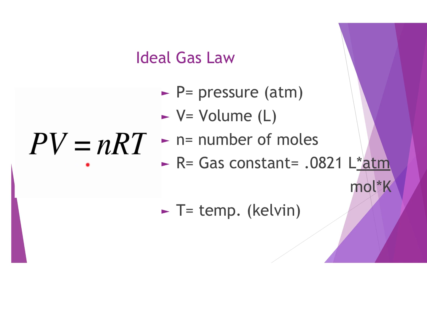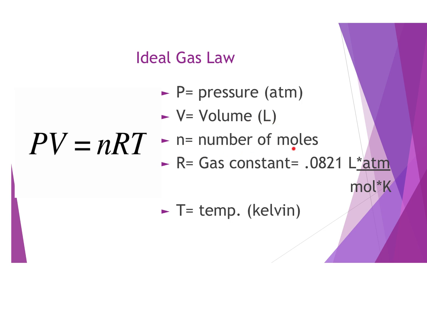So I want you to write down this equation. PV equals nRT. And then you need to write the key. This time units matter for all of them. P is pressure. Pressure has to be in atmospheres. V stands for volume. Volume has to be in liters.